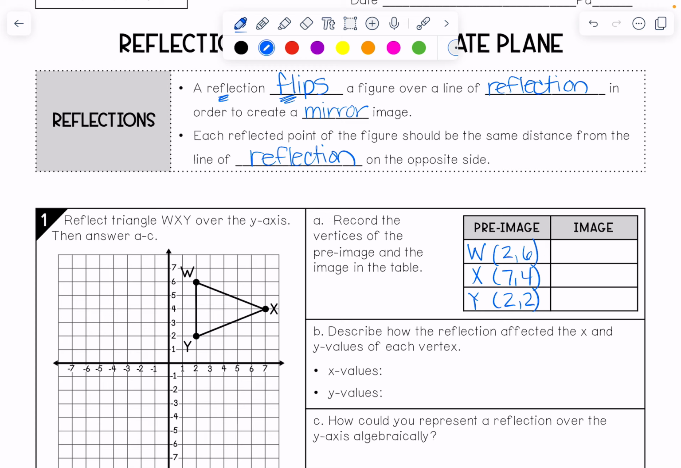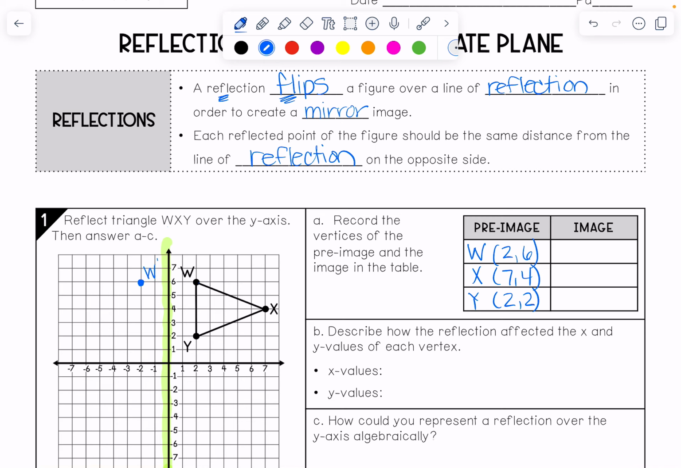So we need to know which one's the y-axis. Our y-axis is right here. So what I'm doing is flipping from here over and reflecting it here. I should have a mirror image on the other side. When we do that, each point is going to be the same units away from the y-axis. W was 2 units away from the y-axis, and all I'm doing is flipping it over here. So it's still going to be 2 units away from the y-axis, but on the opposite side.